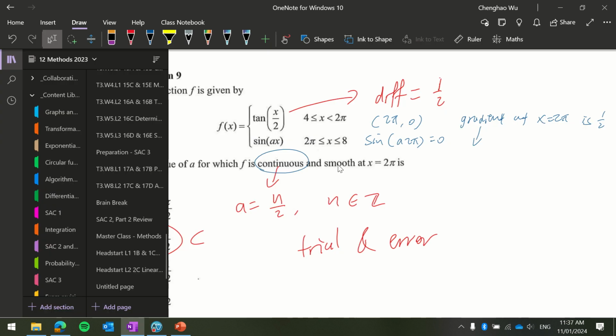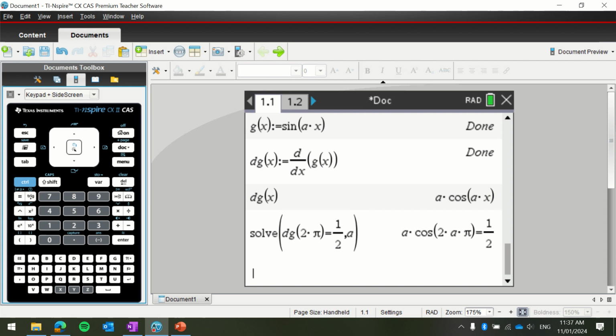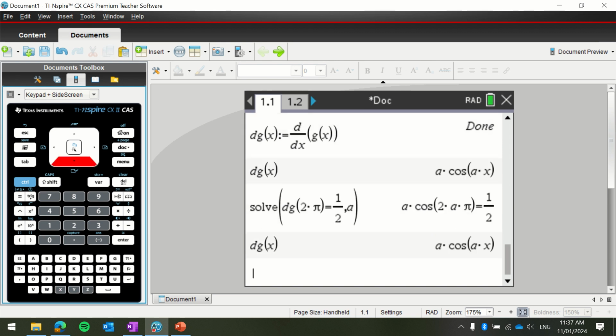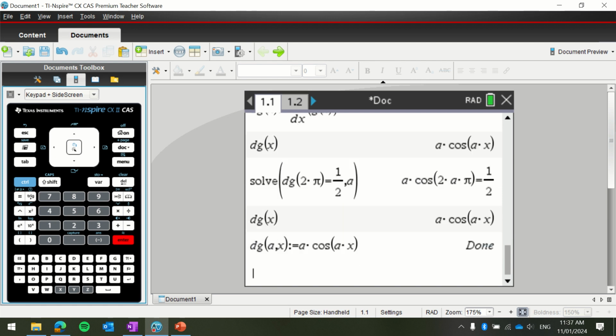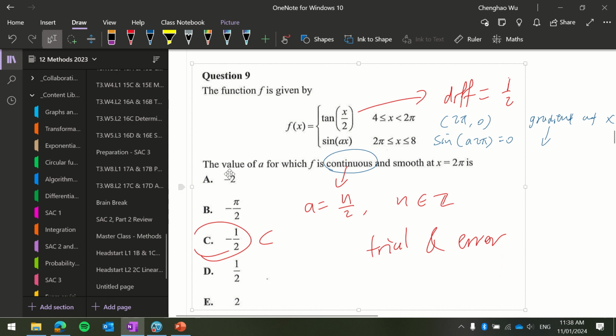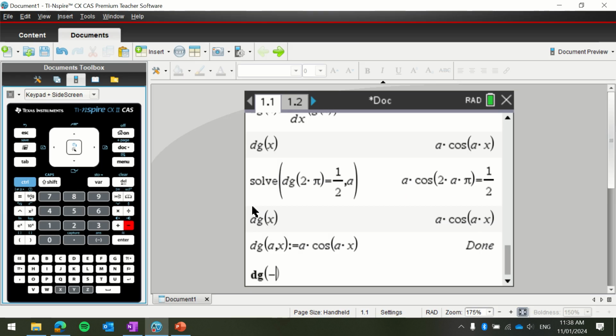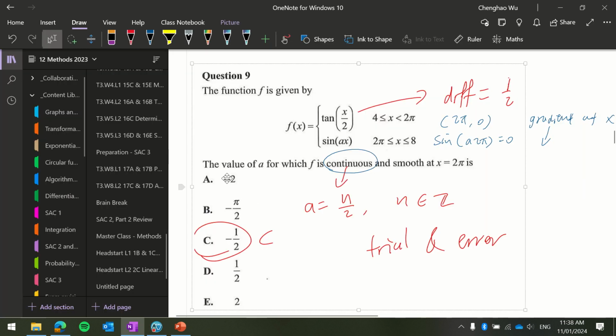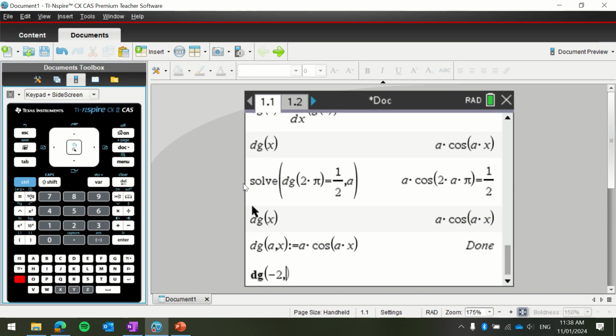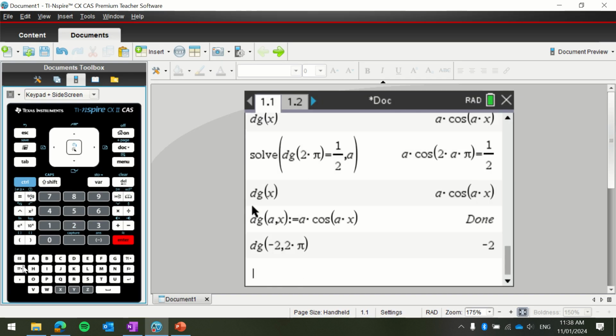So what I need to do now is this. I'm going to define the derivative function again, but this time I take control of a. So the input to the derivative function is a and x. Now I can do some trial and error. I try the first option. When a is -2, and when x is 2 pi, what do I get? Not half. So that's not good.